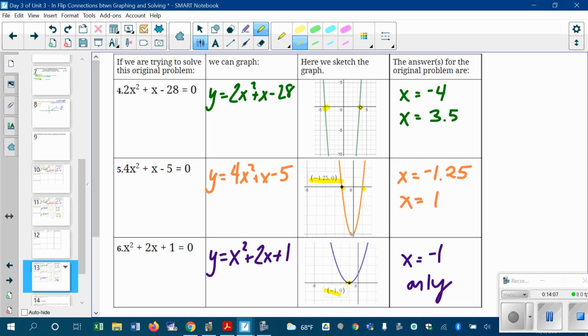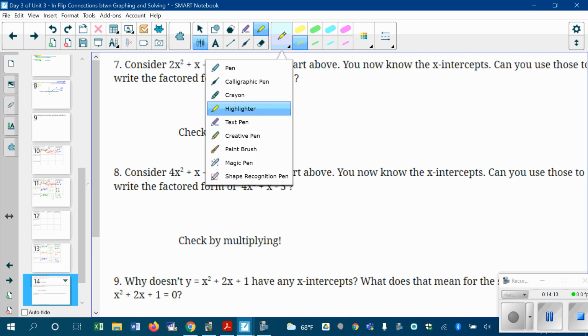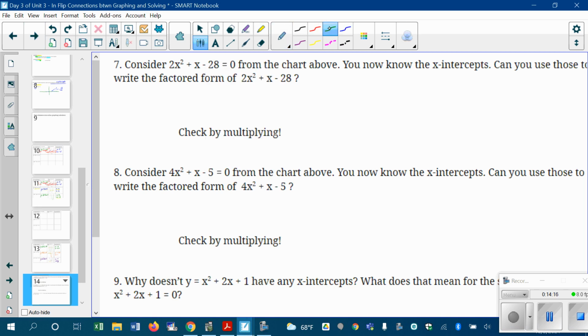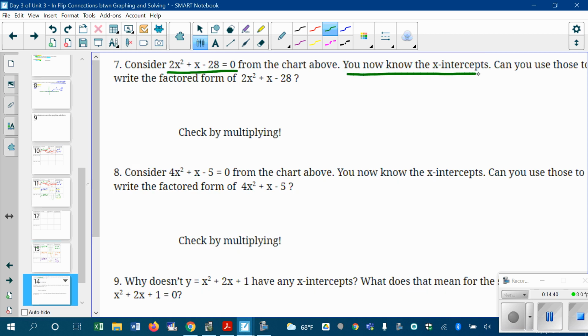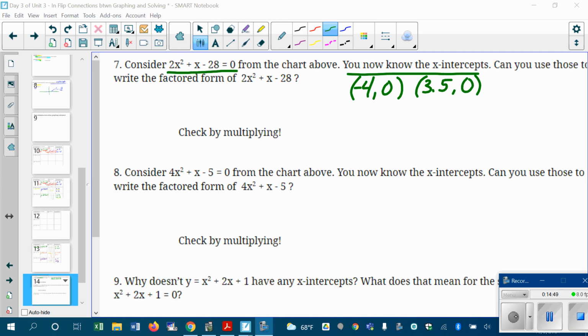Okay, and now what we're going to do is make use of this chart to show ourselves a little strategy in case we are stuck with factoring at some point, like we are having a hard time with factoring. So question 7 is referring back to the chart. This problem in the chart was problem 4. And in problem 4, we found out that the x-intercepts were -4 and 3.5. So we know the x-intercepts are -4, 0, and 3.5, 0.